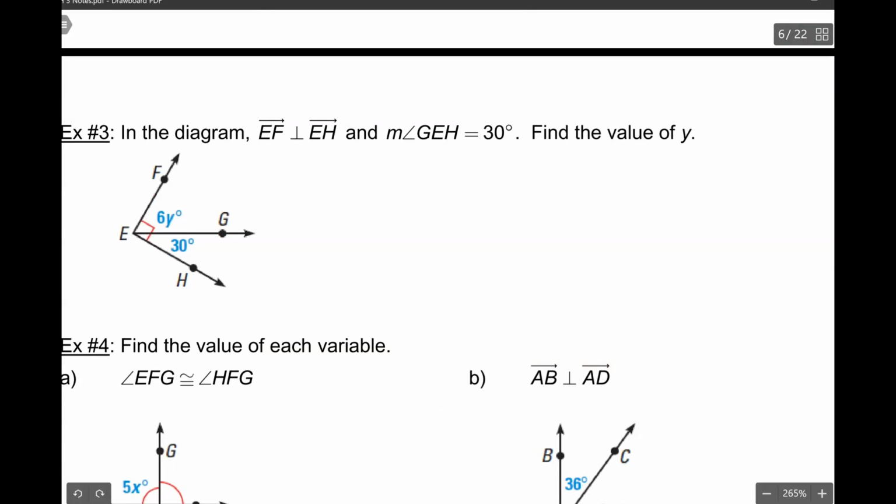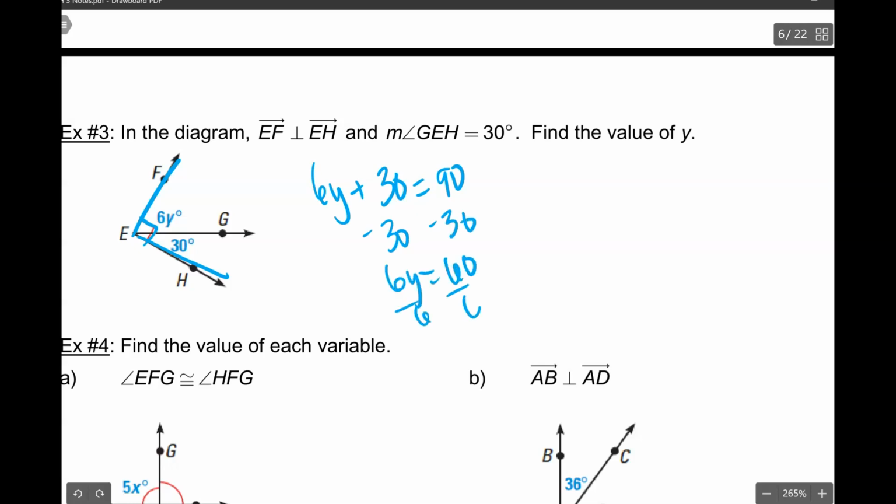In the diagram, EF and EH are perpendicular, so these two meet at a 90-degree angle, which means my two angles, when I add them up, should equal 90. Solve for y. We get y is equal to 10.